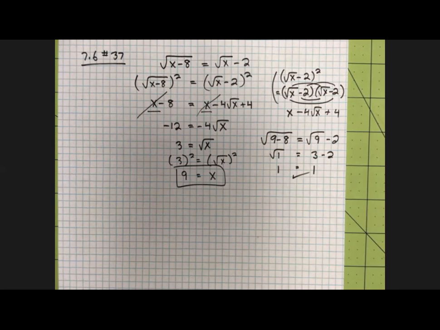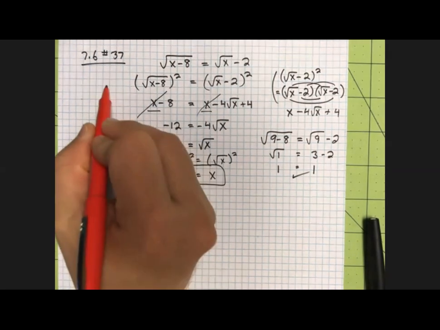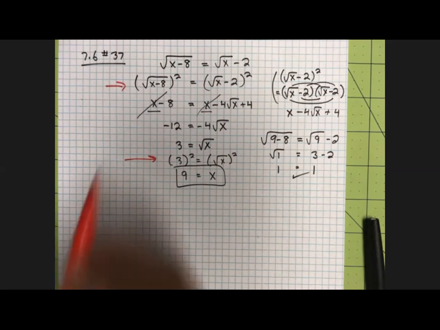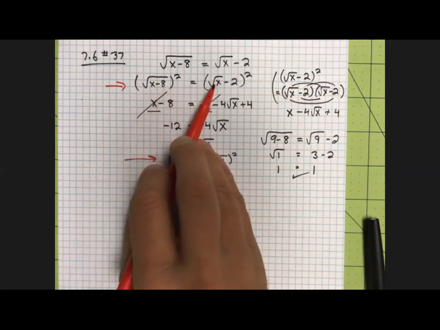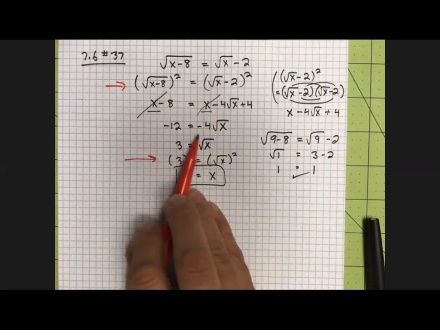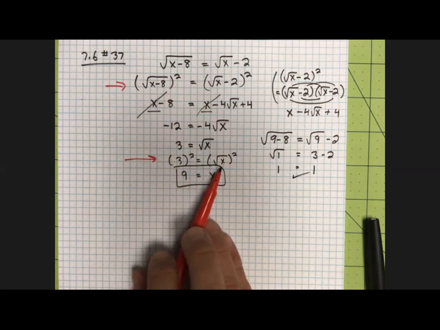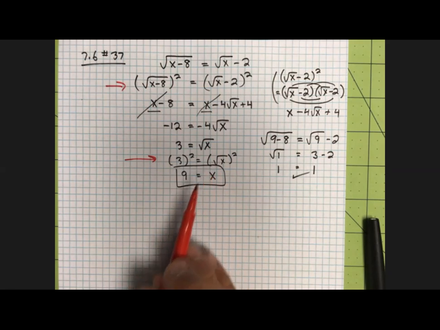So everything worked out, but I actually had to square both sides twice to really kill the square root. The first time I squared both sides, I killed one square root. But it took me a second time to kill the second square root. That's what can happen to you when the problem has two square roots.